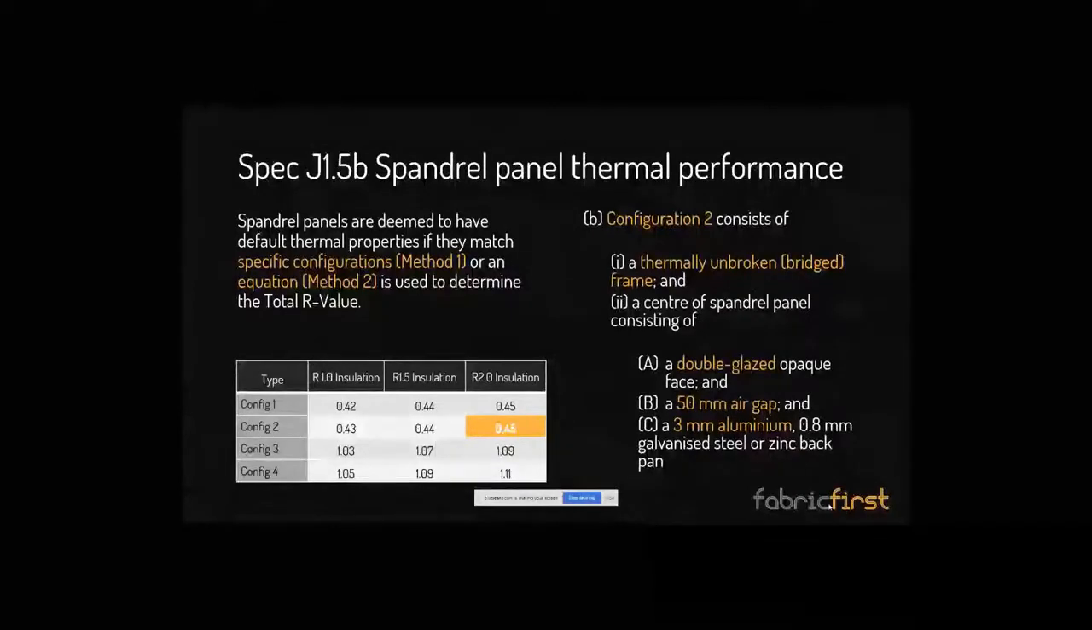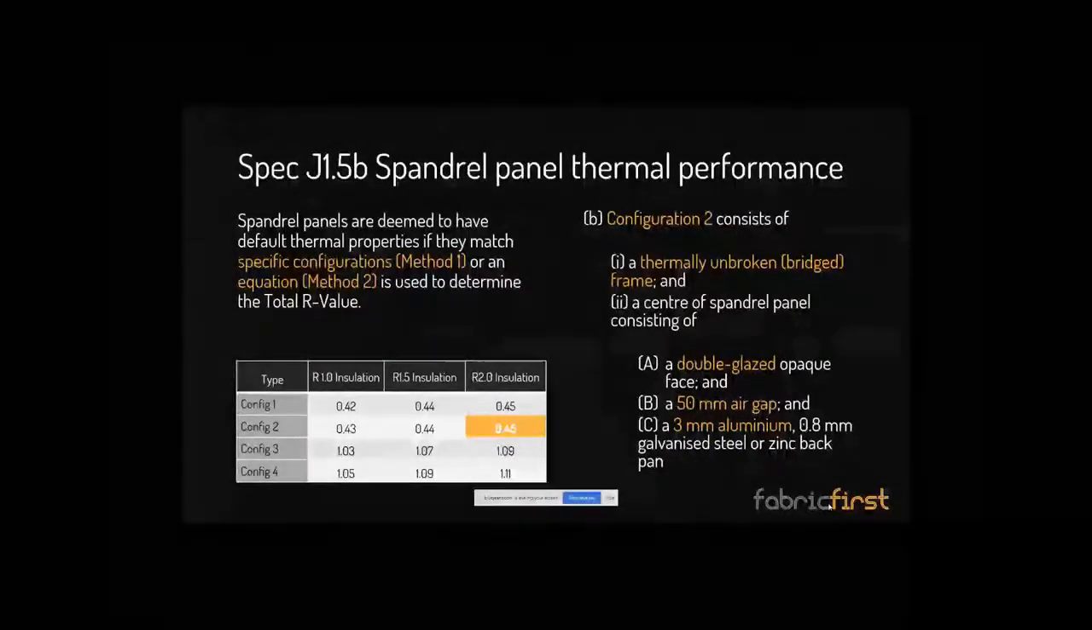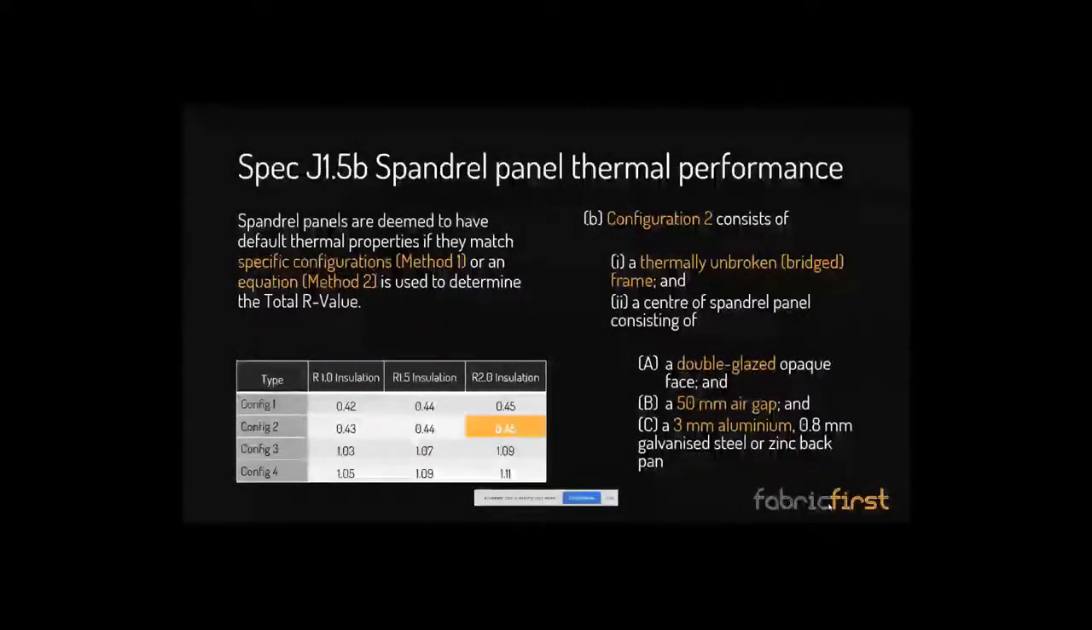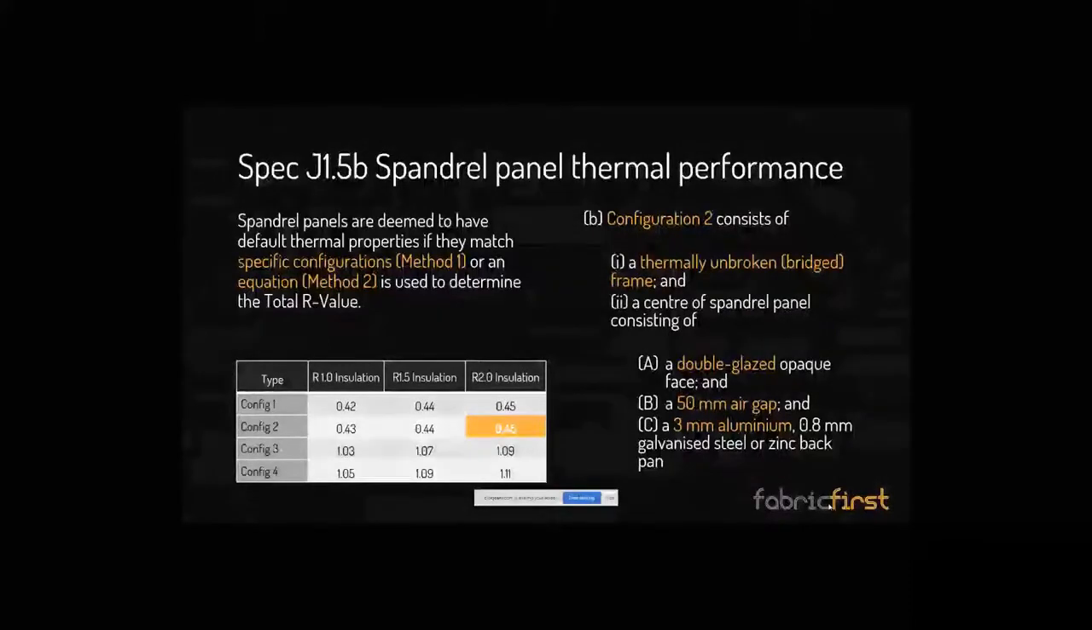You can choose one of these configurations based on the description. So over here, I've just put in one example for B, okay? So on the right-hand side of the screen, you can see configuration 2 consists of a thermally unbroken bridge frame, not too sure about the naming convention, a center of spandrel panel consisting of a double glazed opaque face, 50 air gap, and 3 mil aluminium. So no real performance there, no specification there, just a description of a configuration. What does it equal? How do you justify actually using that configuration? I don't know.